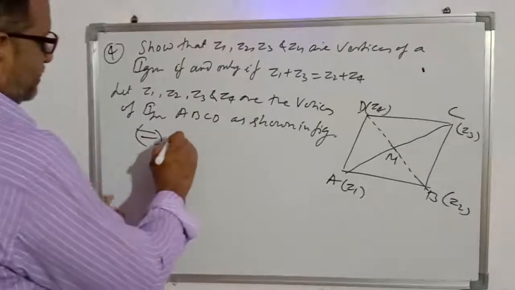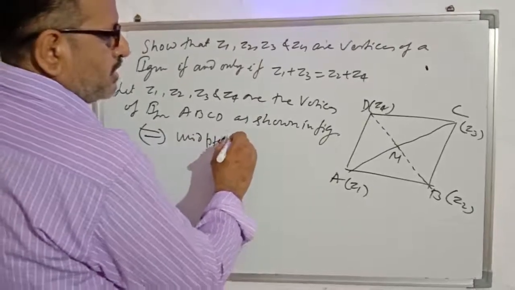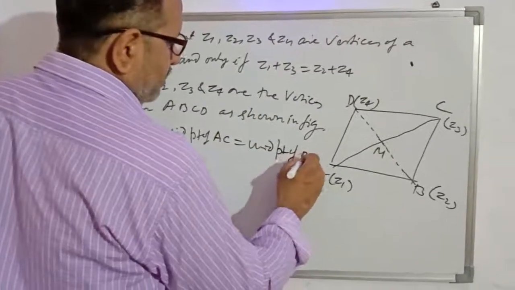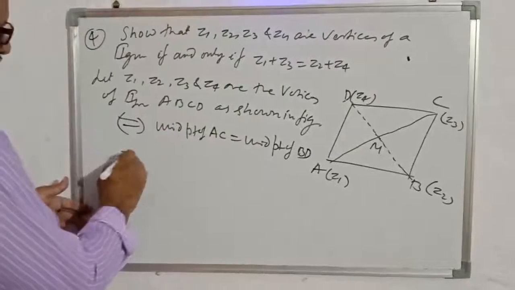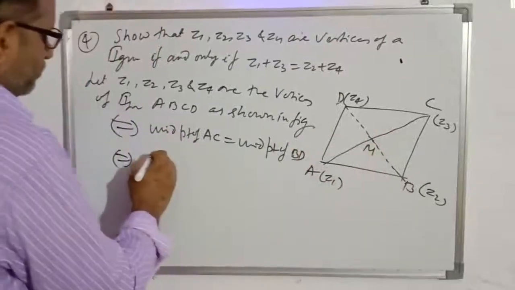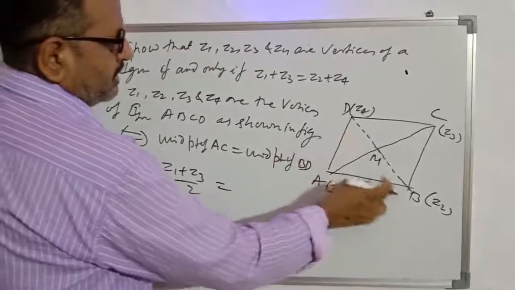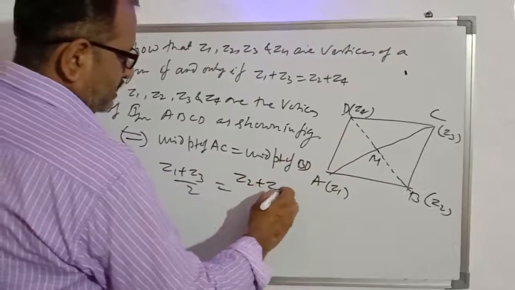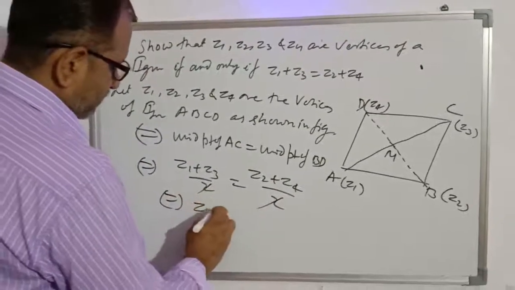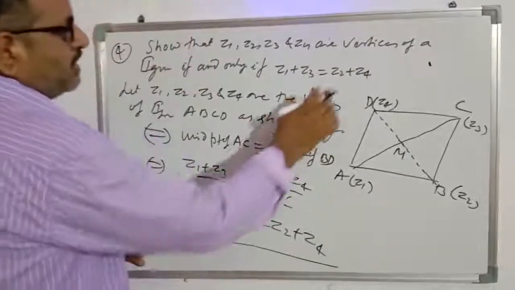This implies midpoint of AC is equal to midpoint of BD. Midpoint of AC, how we can find midpoint? Z1 plus Z3 by 2. And BD, Z2 plus Z4 by 2. We can cancel 2. So Z1 plus Z3 is equal to Z2 plus Z4.